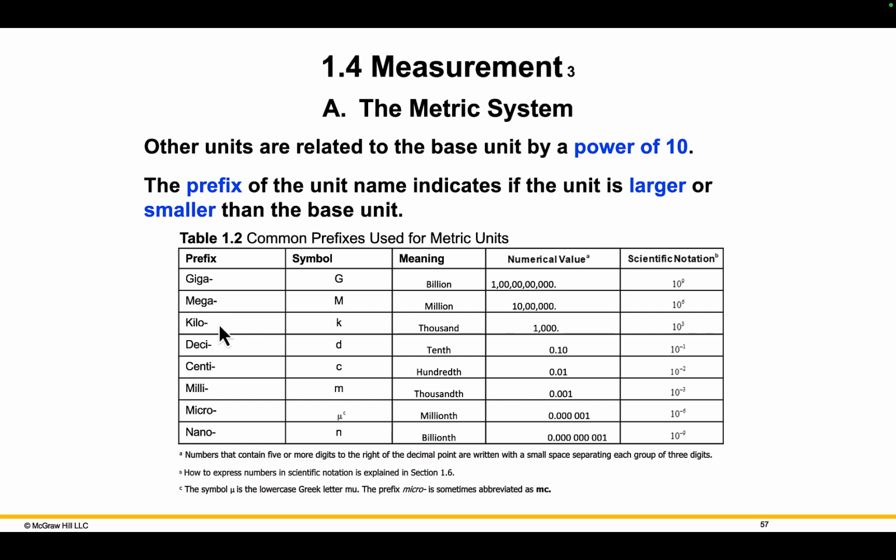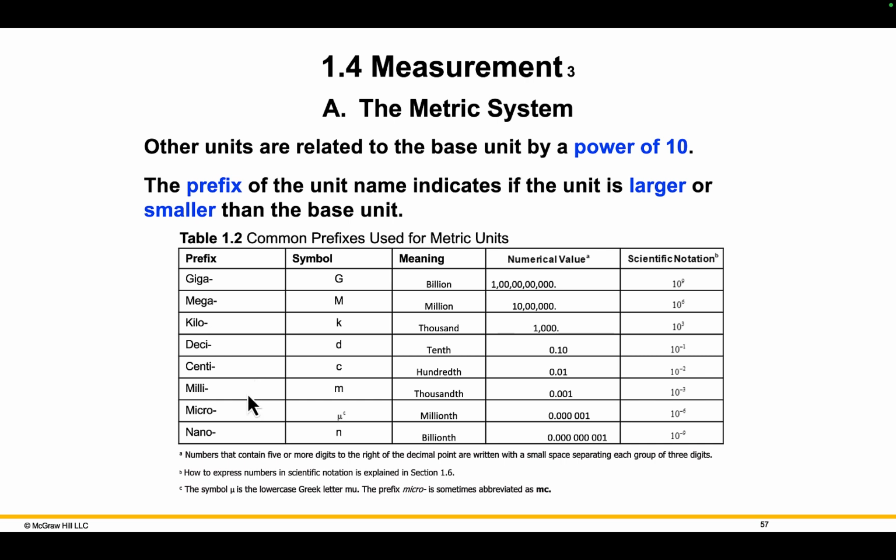More common in chemistry is the kilo. So that would be like the kilometer, the kilogram. That means the 1,000, so 10 to the 3rd. And what that means is that in a kilometer, there's 1,000 meters. In a kilogram, there's 1,000 grams. So kilo means 10 to the 3rd.